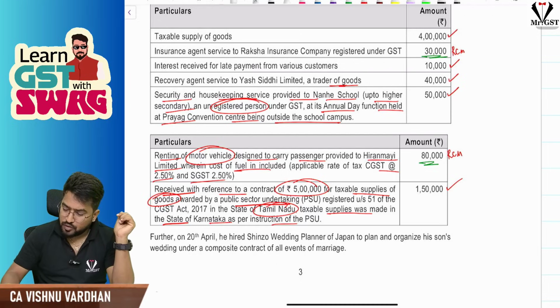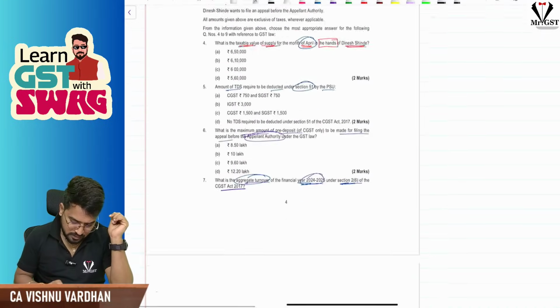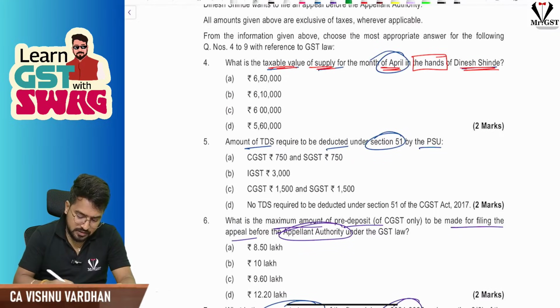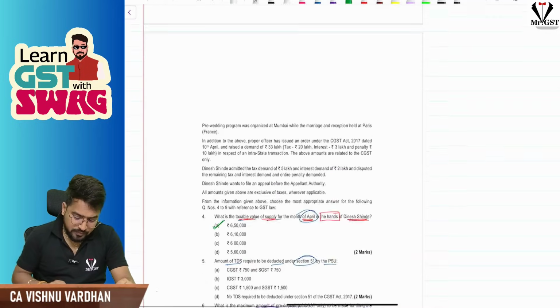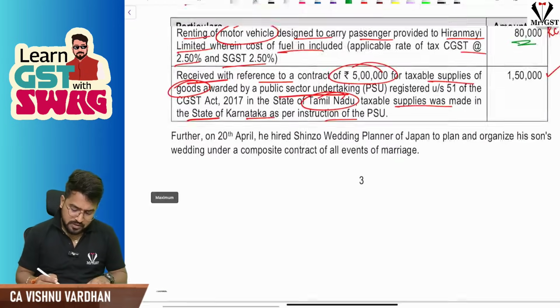So 4 lakh plus 10,000 plus 40,000 plus 50,000 plus 1,50,000, 6,50,000 is the answer here. If you see, the answer is 6,50,000. Okay, hope it is clear for you. Next, the next one we'll see.